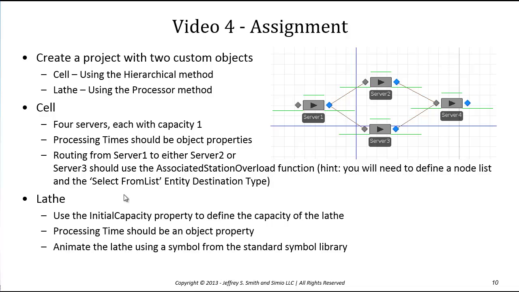And the lathe object, which you will build using the processor method, very similar to the model that we built in the previous video, I want you to use the initial capacity property to define the capacity of the lathe, again as we did in the video. The processing time should be an object property, and I'd like for you to animate the lathe using a symbol from the standard symbol library.